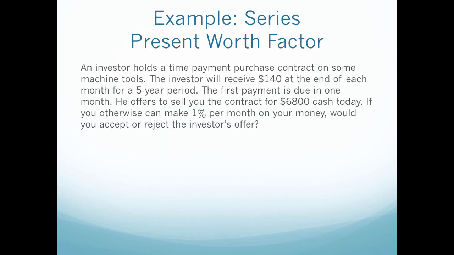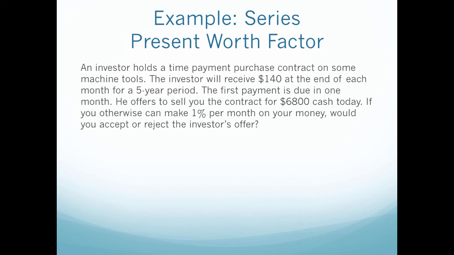Okay, so let's look at an example. An investor holds a time payment purchase contract on some machine tools. The investor will receive $140 at the end of each month for a 5-year period. The first payment is due in 1 month. He offers to sell you the contract for $6,800 cash today. If you can otherwise make 1% per month on your money, would you accept or reject the investor's offer?